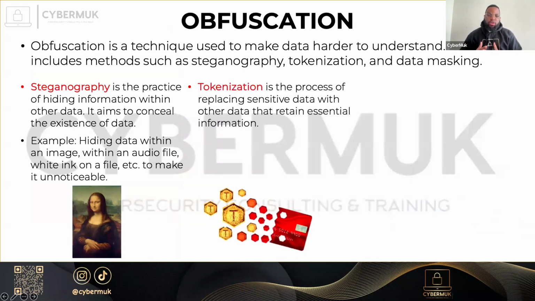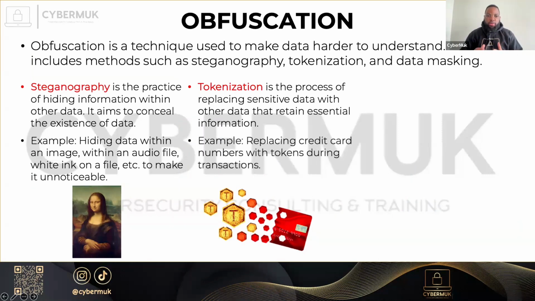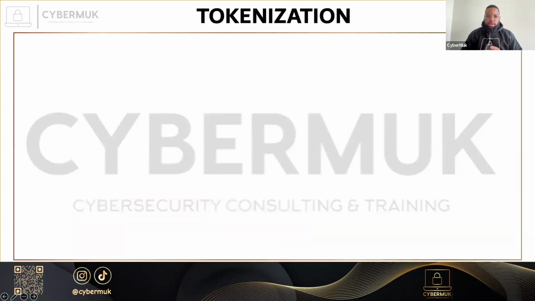So with tokenization, you are replacing sensitive data with other data that retain the essential information. So for example, you have credit card numbers that you store on your website, but you replace them with random numbers called tokens during transactions. So essentially, with an illustration, let's see what tokenization looks like.